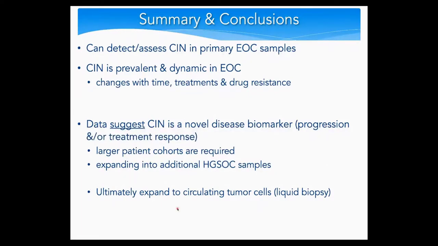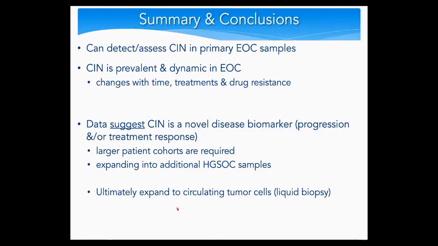Ideally, we want to expand this to circulating tumor cells. Why? Simply put, only about 30% of women present with ascites, so we think this is a great way to expand our analysis to all of those women, potentially in other cancer types as well.